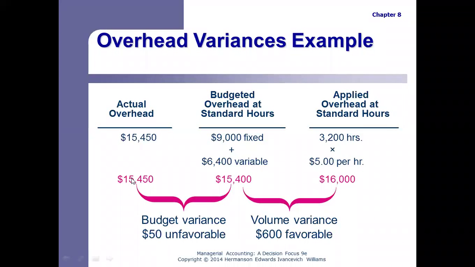Anyway, the actual overhead minus this budgeted overhead, the 15,400 is the budgeted overhead, and that would be given to you in a problem. I could give you all three of these red numbers probably. Again, the difference between the left hand and the middle columns is the budget variance. The difference between the middle column and the right hand is the volume variance.